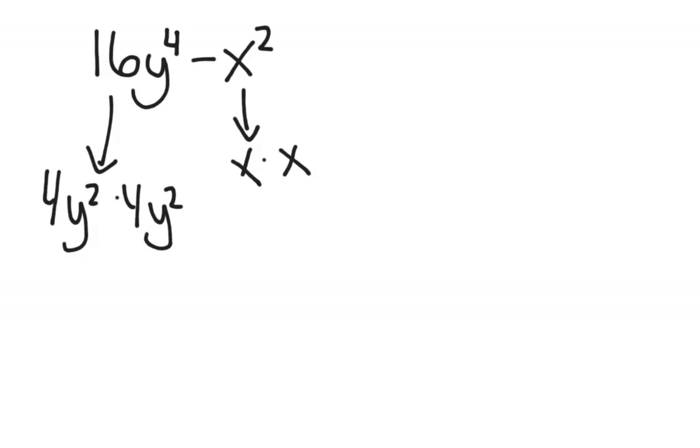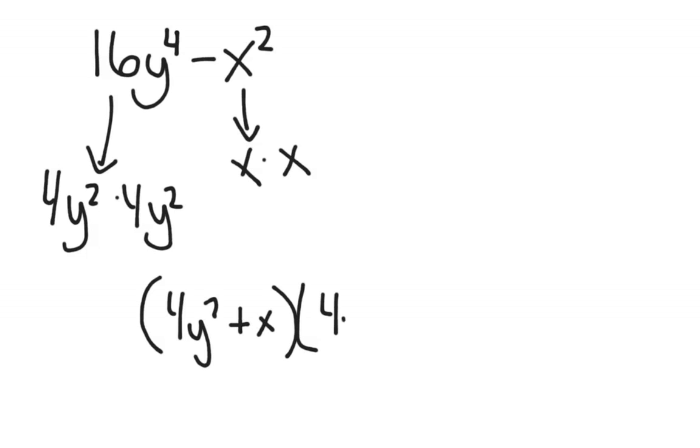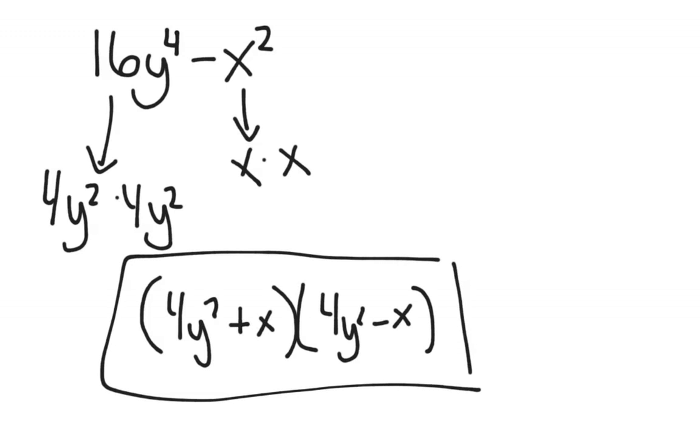That means I can apply difference of squares to get 4y squared plus x times 4y squared minus x. And that would be my completely factored form.